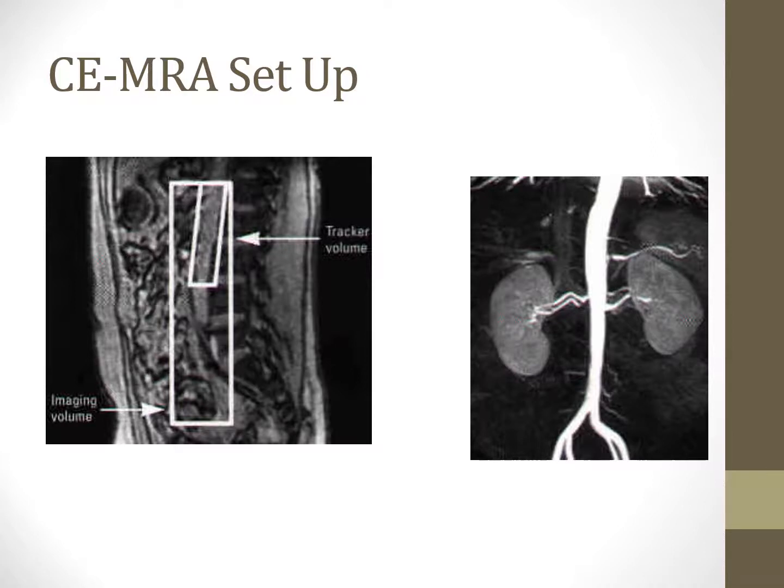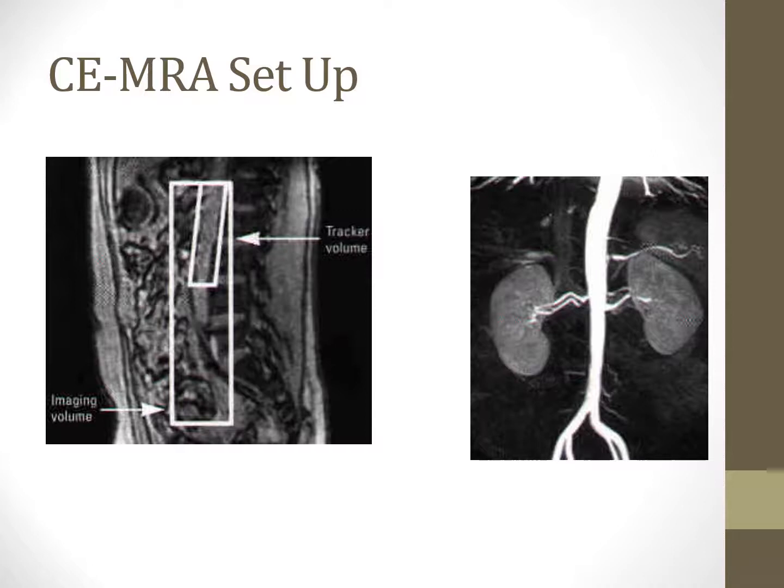This is an example of how we set up the tracker bolus, our bolus tracking system. This particular exam is going to be for the renal arteries. You can see the finished project on the right hand side of your screen, beautiful renal anatomy. And also we can see this splenic artery going across there. And we can always see all the way down to the iliacs. We typically include this much of the anatomy in a renal exam. Then we go back and post-process and actually zoom in on the renal arteries themselves.